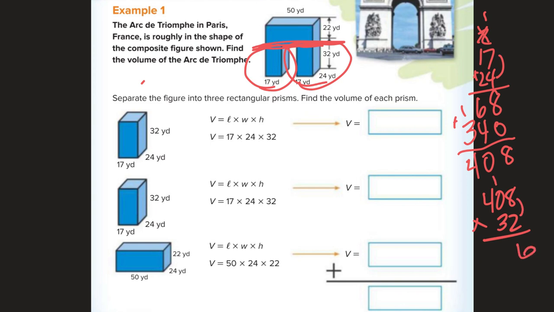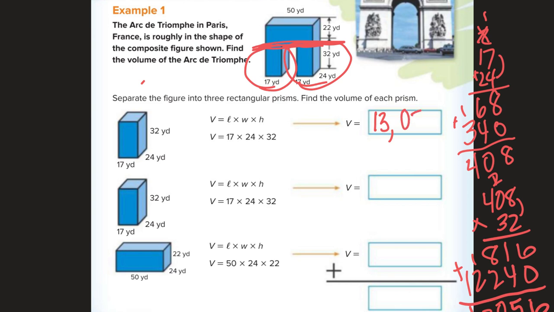Eight times 2 is 16. 8, 0. 3 times 8 is 24. Oh, man. 13,056. I'm glad I don't have to do this twice. Yards cubed. 13,056 yards cubed. This will be really good practice for our multiplication facts.